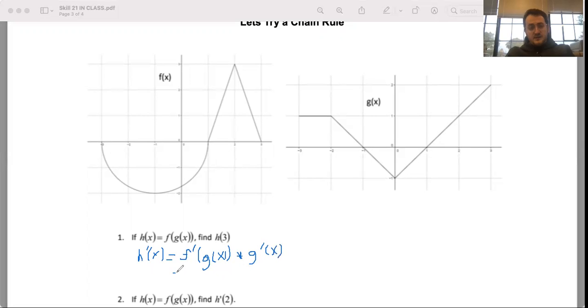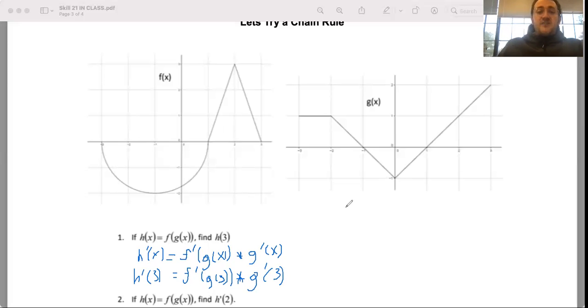So if I wanted to do h prime of 3, I would do f prime of g of 3 times g prime of 3. So I would actually go to my graph. Obviously I can't do f prime first, I do what's inside first. So g of 3 is just 2. So I'm going to say f prime of 2 times g prime of 3. So that slope at that point is going to be 1. And then I'm going to go find f prime of 2.